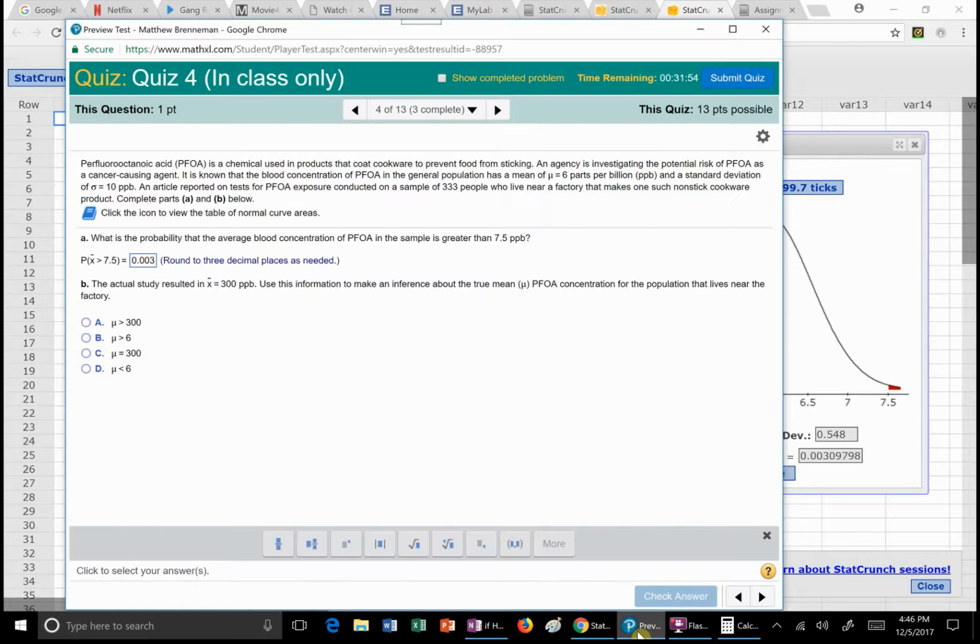All right. And now they say, okay, what actually happened was the true mean was 300 from the sample. Use this information to make an inference about the true mean of the population. Well, what we know is that mu should definitely be greater than 6, okay? In other words, if I'm testing now, I'm going to be testing to see, since this is so large, if it's greater than 6. Okay.